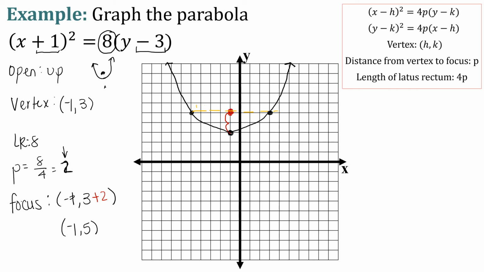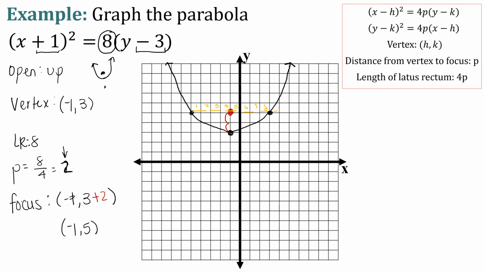And if I were to count 1, 2, 3, 4, 5, 6, 7, 8. Between those 2 points are 8, and they line up directly with the focus. And remember, the focus is on the inside of the function. And P tells us how far away the focus is from the vertex.